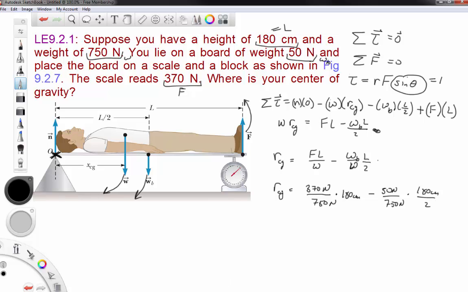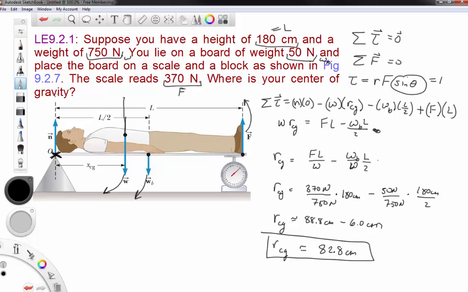Now we can plug all those into our calculator, and what we'll get is that the center of gravity position is located about 82.8 centimeters from this guy's head. So this distance right here, from here to here, is 82.8 centimeters.